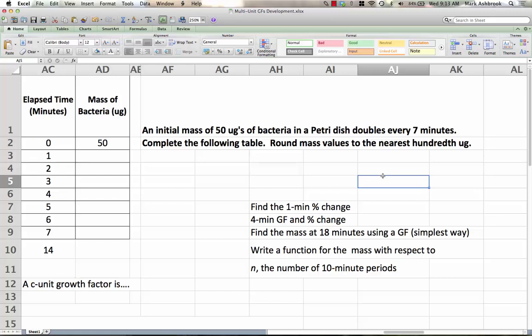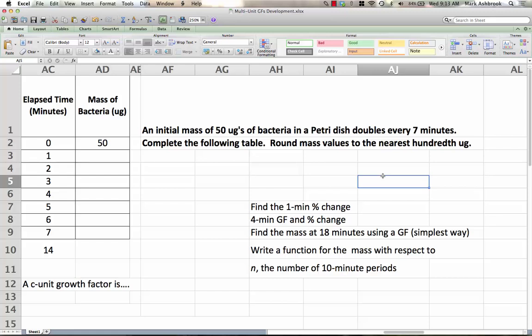What does it mean? If the mass doubles every 7 minutes, how can we use that information to talk about exponential growth? I heard multiplied by 2. So then what kind of number is 2? The growth factor. Now we know for a given situation there's many growth factors, right? Which growth factor is 2? The doubling growth factor. The 7 unit or the 7 minute growth factor. So that's where we can start.